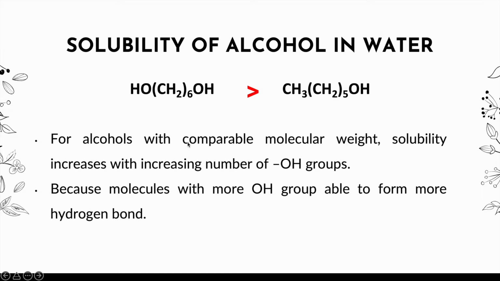For alcohols with comparable molecular weight, meaning the number of carbons is the same or almost the same, the solubility increases if you increase the number of OH groups, because the molecule with more OH groups can form more hydrogen bonds. This one has 1 OH group only. This diol has 2 OH groups. 2 OH groups can form more hydrogen bonds with water. So that's why more OH groups, more soluble, because more hydrogen bonds can be formed with water.